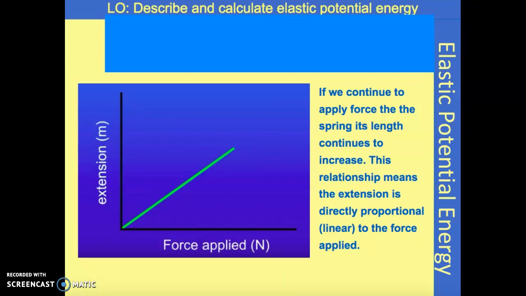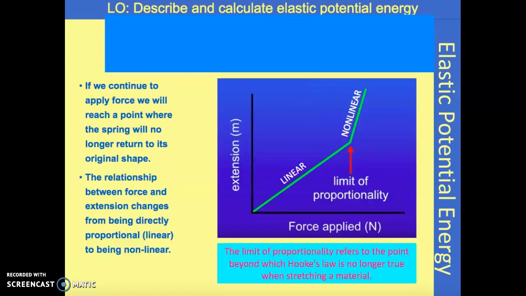Now, we all know, because most of us have played with springs or slinkies, that sometimes if we stretch it that little bit too far, it doesn't return to its original shape. And that's called the limit of proportionality. Once a spring is stretched too far and no longer returns to its original shape, that means that it has reached its limit of proportionality and it's no longer a directly proportional relationship. Okay, and like I said, this is referring to Hooke's law.